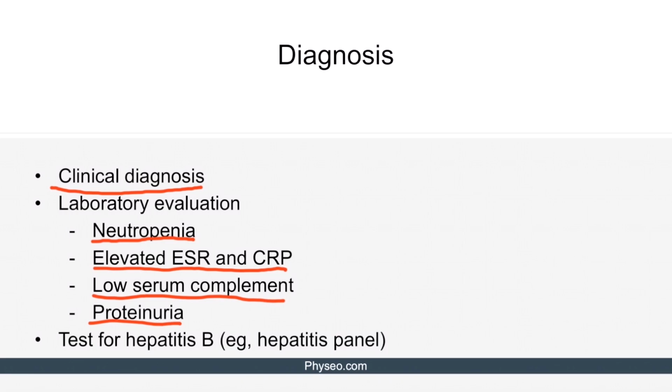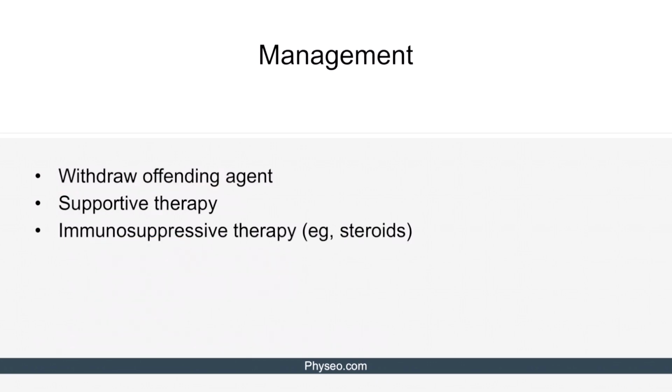Importantly, if the patient develops serum sickness-like reaction in the absence of recent drug administration, the clinician should strongly consider and test for hepatitis B, for example, by ordering a hepatitis panel. The management begins with withdrawal of the offending agent and continues with supportive therapy. Of course, if the reaction was caused by an acute hepatitis B infection, management would involve the treatment of hepatitis B. For particularly severe reactions, clinicians may initiate immunosuppressive therapy with steroids to help the patient get through the illness.